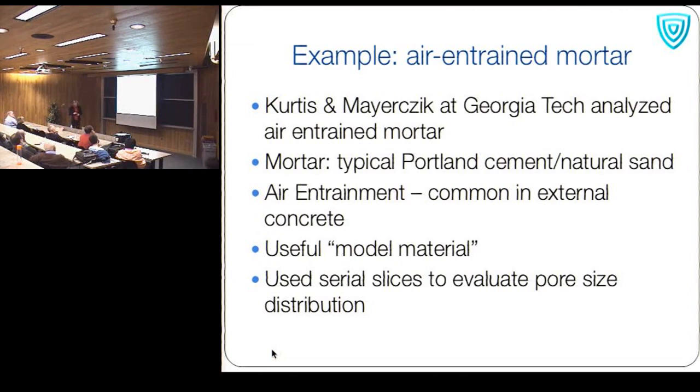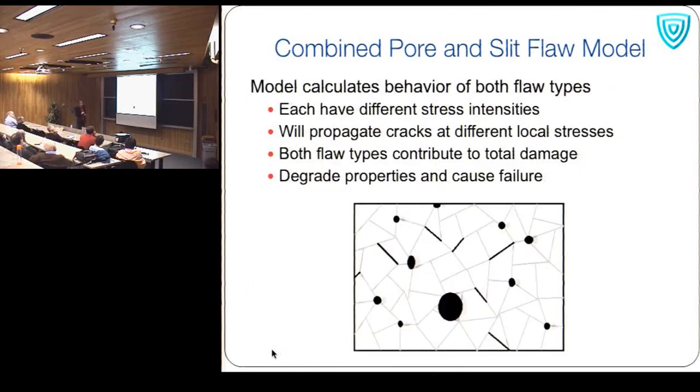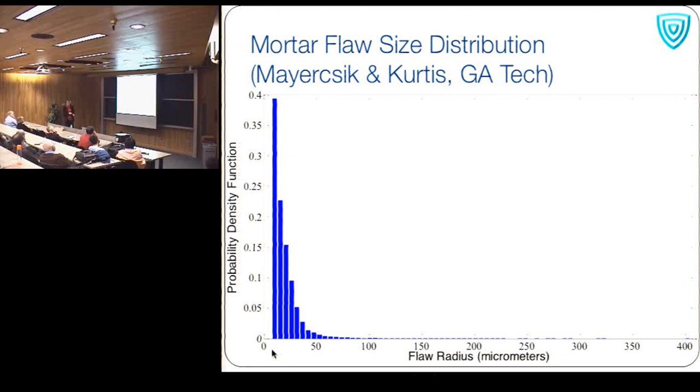We used serial slices to evaluate the pore size distribution. So we conceptualized this air-entrained mortar as a material that has two types of flaws, the pores and these slits. And those flaws will propagate cracks, but at different local stresses. But both flaw types contribute to the overall damage. So you just add together the contributions of all of them to damage. And again, this is the distribution that we found from characterization of the radius of the air-entrained pores.